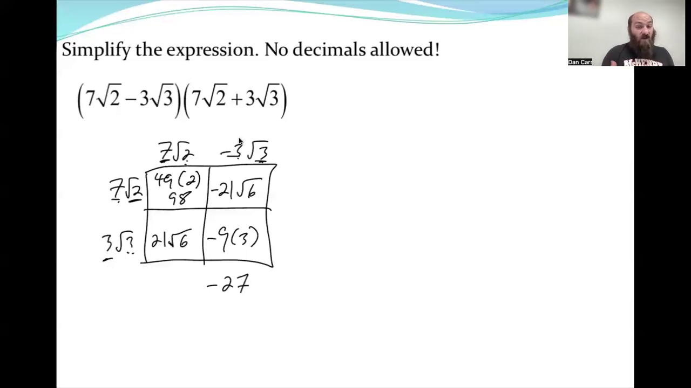When we look at this, we do have like terms, and watch what happens. Negative 21 and positive 21 cancel each other out. So all I have left here is going to be 98 minus 27. So my final answer is 71. Okay.